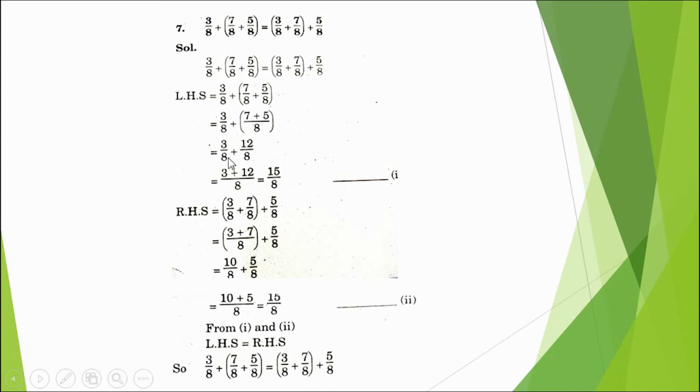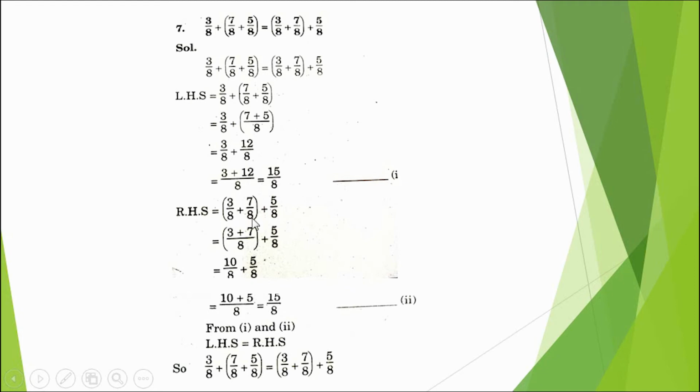The denominators are the same, so we write 8 one time, and 7 plus 5. Now 7 plus 5 is equal to 12, and 8 comes as it is. Now the denominators are the same, 3 plus 12 is equal to 15, and 8 comes as it is. Left hand side is equal to 15 over 8.